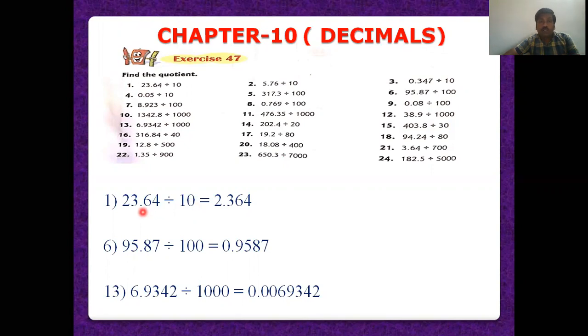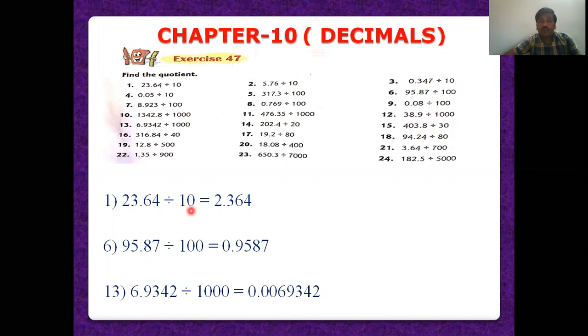Now move this decimal point towards the left side by 1 digit. When we move it 1 digit in this way, we get 2.364. Now let us see the other questions.